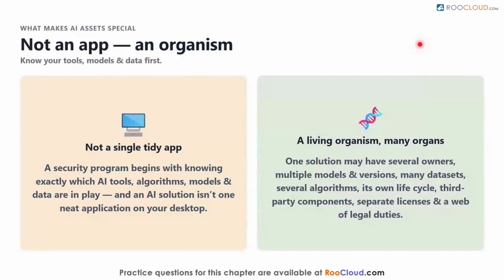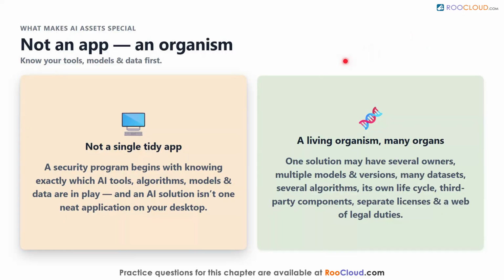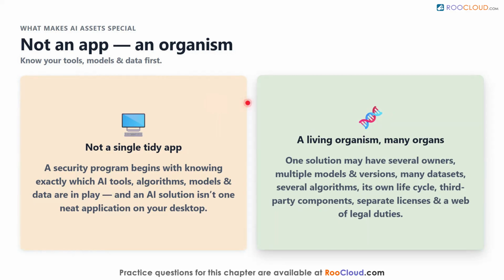Let's start with what makes AI assets special. A whole security program really begins with knowing exactly which AI tools, algorithms, models, and data are in play, and that demands good inventories and strong data governance. An AI solution is not a single, tidy application sitting on your desktop. Instead, picture a living organism with many organs. One AI solution may have several owners, multiple models and versions, many datasets for training and production, and several algorithms, plus its own development lifecycle, third-party components, separate licenses, and a web of legal and regulatory duties.